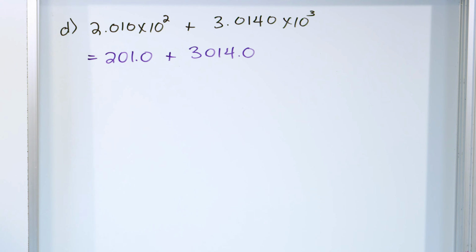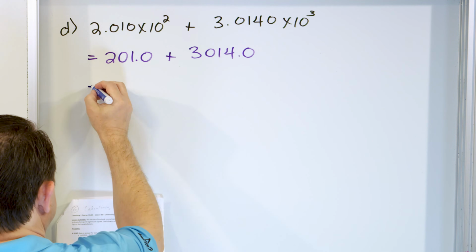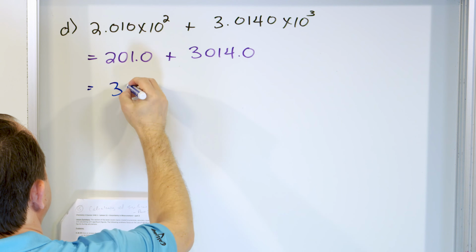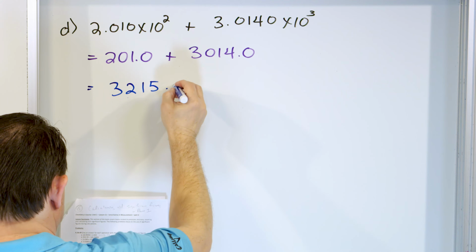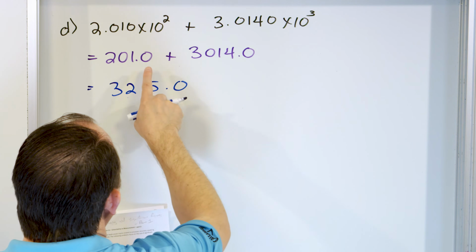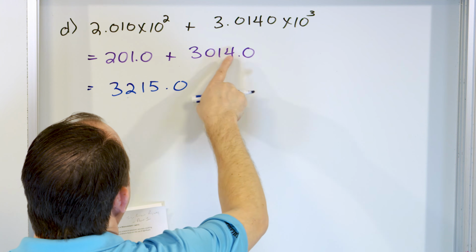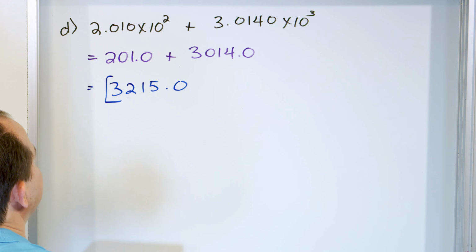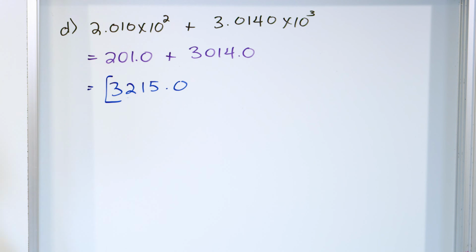So now that we have it in this form, we can just add these numbers together and we're going to get 3215.0. And we need 1 digit after the decimal in our answer because each of the numbers we started with did as well. So this is already rounded. We don't have to do anything. 3215.0.